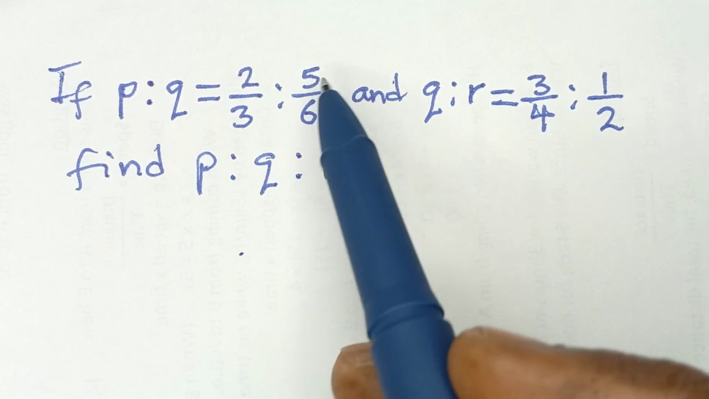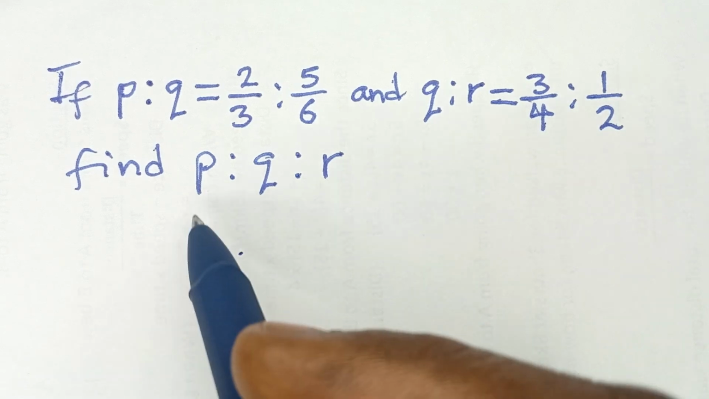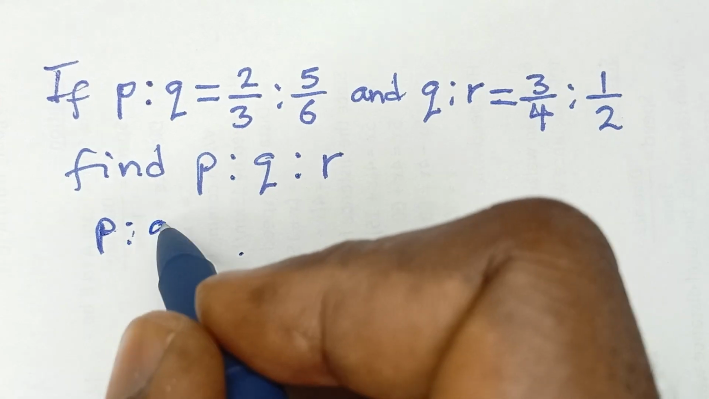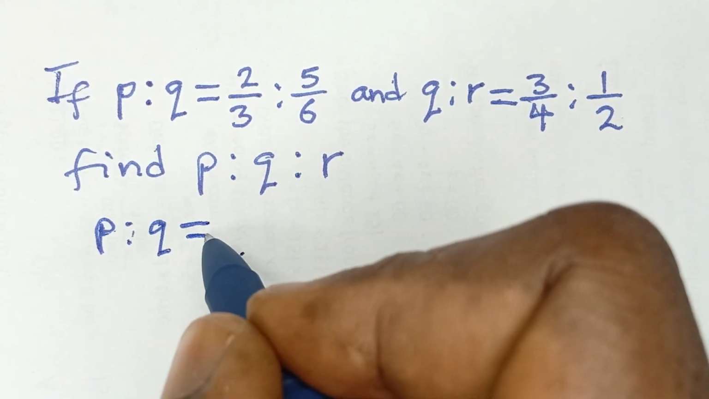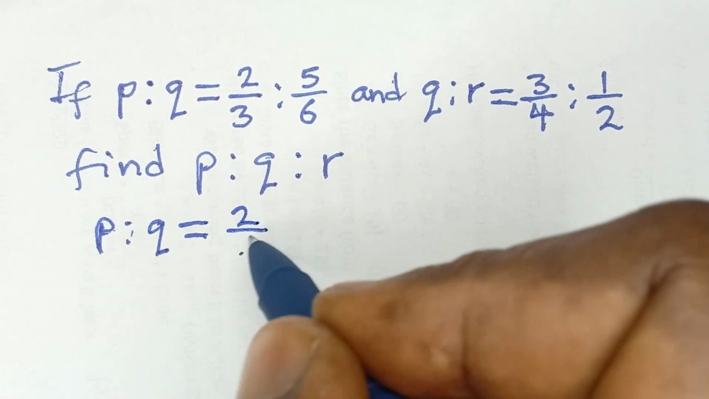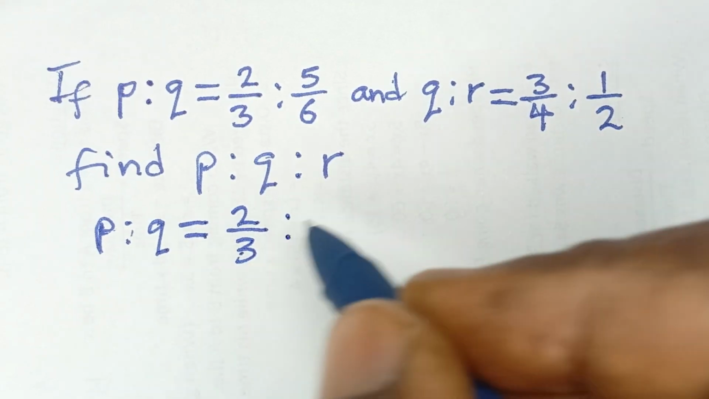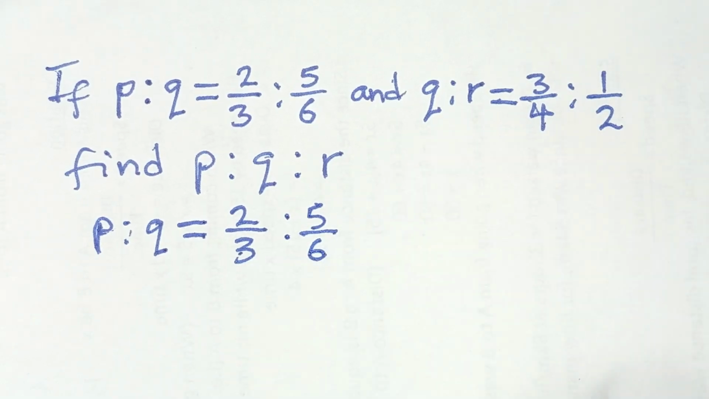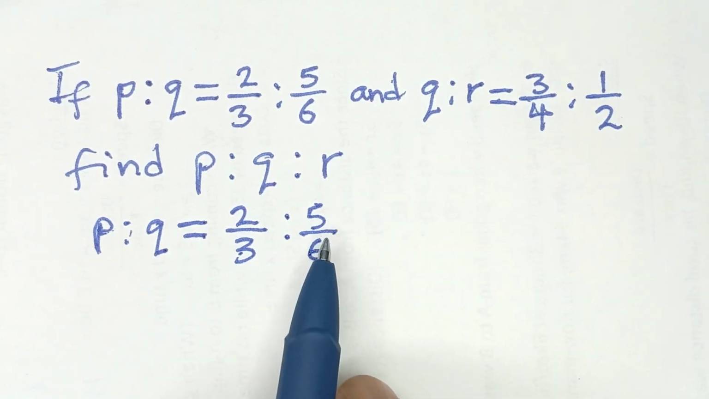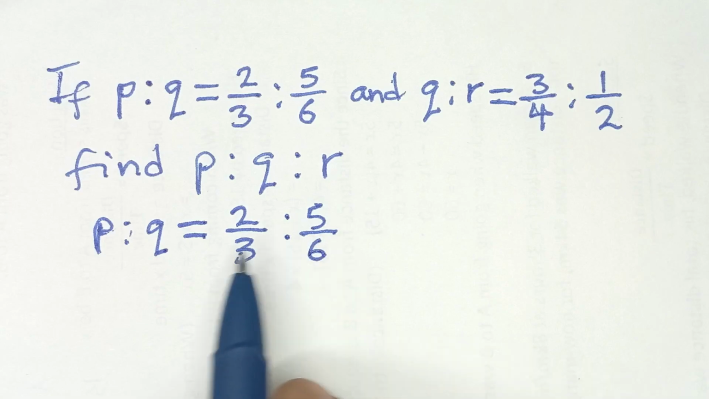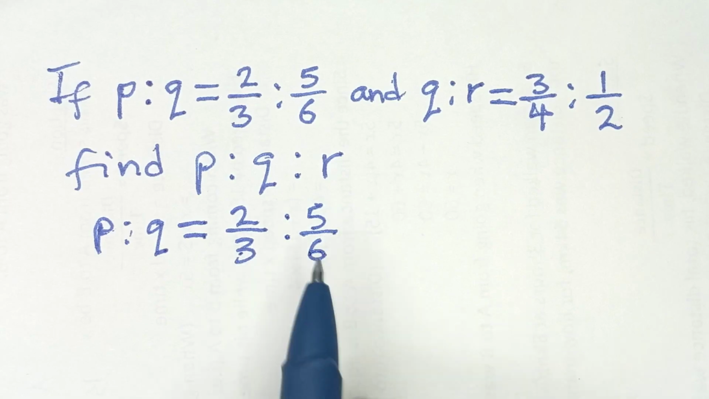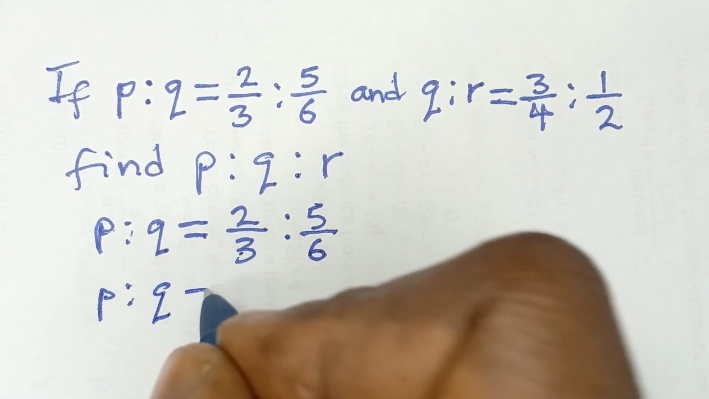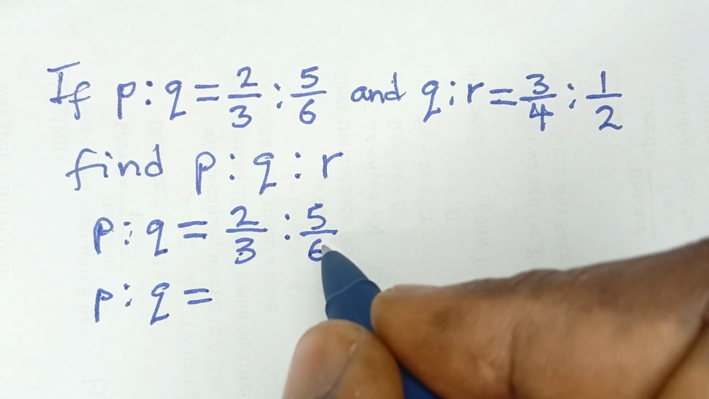So the inverse of 5/6 is 6/5. So I'm going to take this first part and say P ratio Q is equal to 2/3 ratio 5/6. So like I said, I want to make this ratio to be 1. So I'm going to multiply both parts, these two ratios, by the inverse of this. So my P ratio Q becomes, I'm multiplying both parts now by 6/5.